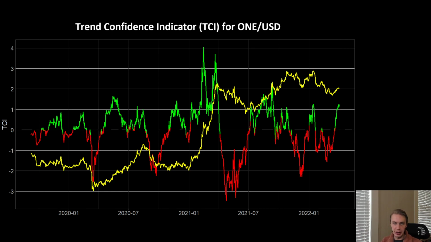And so I think a good indicator to look at first to get an idea of where ONE might be heading is our trend confidence indicator. This is a machine learning based model we have here at the channel that's designed to essentially give us an idea of how confident we should be in the current trend an asset's in. So if an asset's in an uptrend, how confident should we be in that uptrend? If the asset is in a downtrend, how confident should we be in that downtrend continuing?